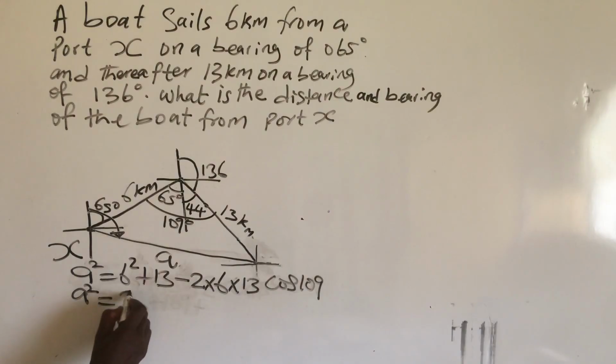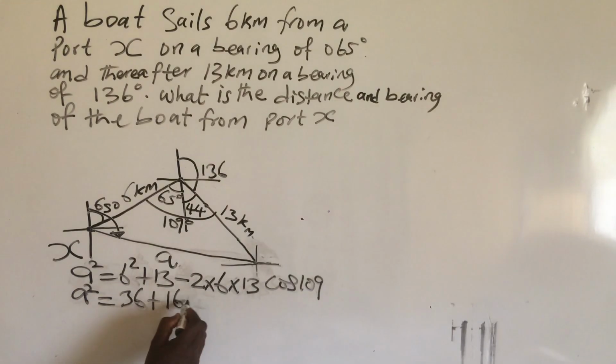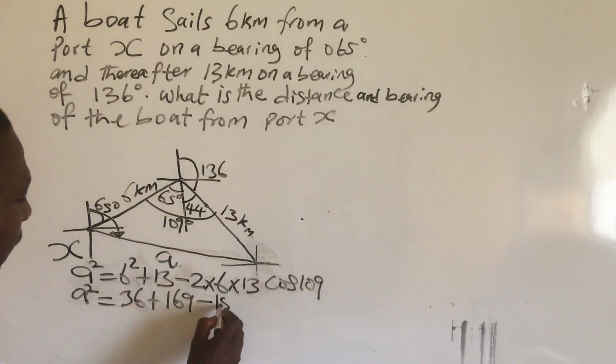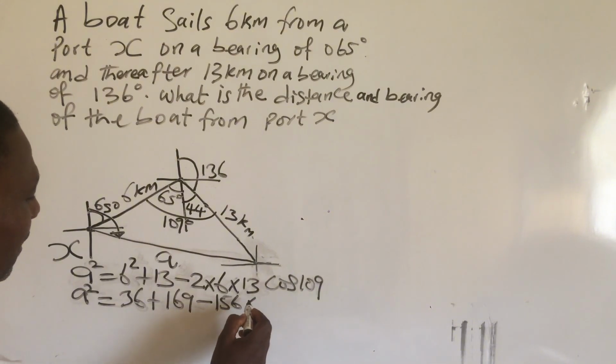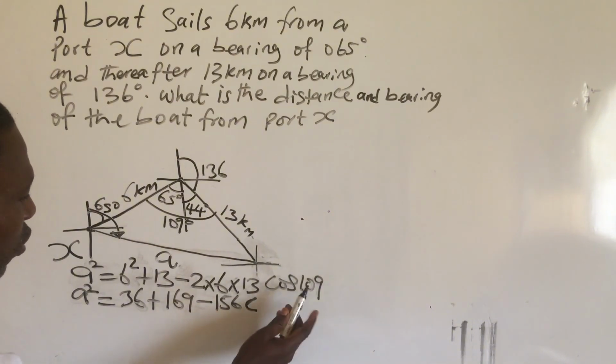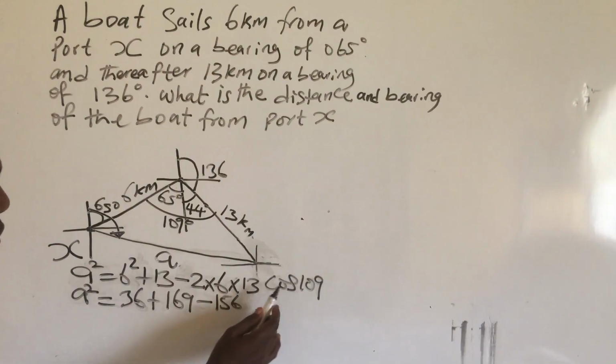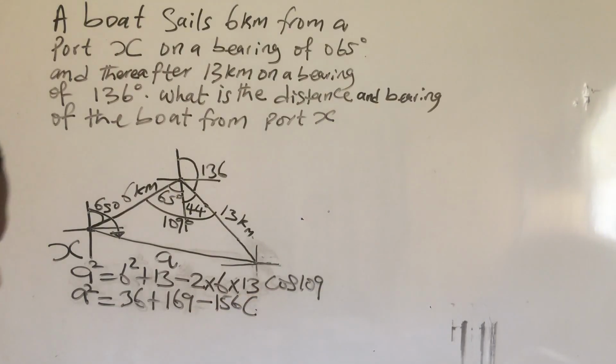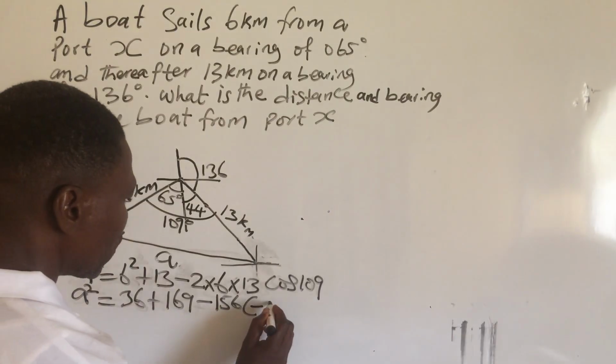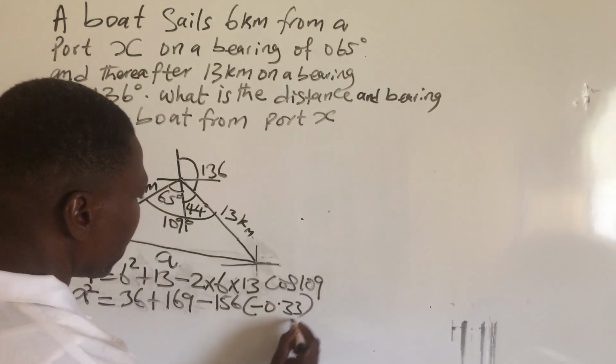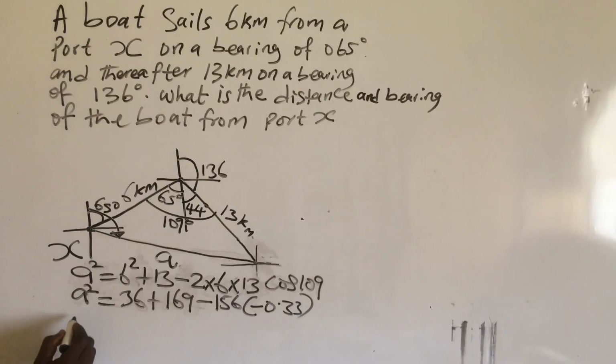6 square is 36, plus 13 squared is 169, minus 2 times 6 times 13 is 156, cos of 109 is minus 0.33. Now let us continue.